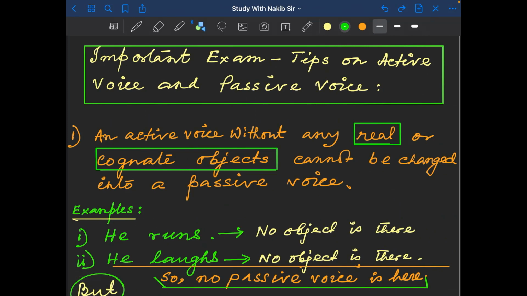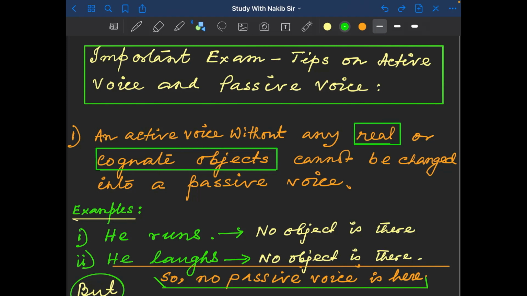My students sometimes ask me a few questions about the active and passive voice. They face some problems when they learn this. I will share all these questions with you along with their solutions. Okay? The first question is, sir, can every sentence be changed into a passive voice?